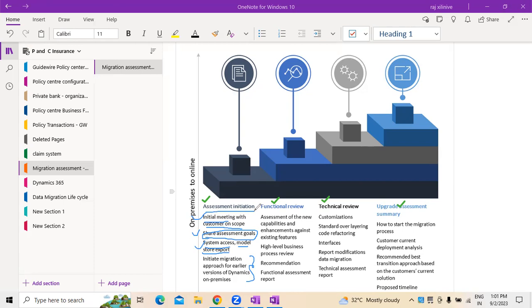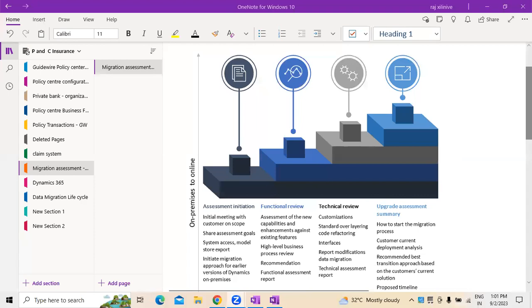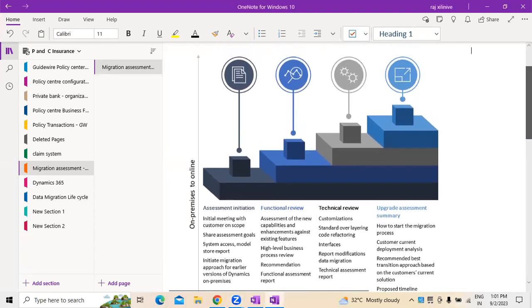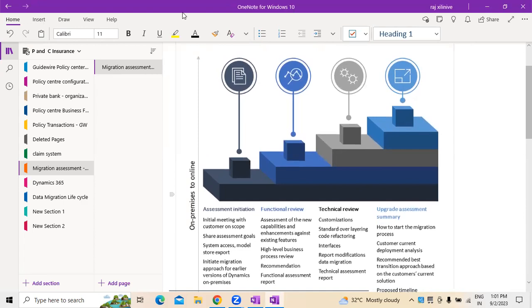Once assessment initiation is done, next is functional review, where we assess the capabilities as well as the enhancements against the features already existing in the application. At the same time, we need a complete understanding of the high-level business process review. We also need to know the recommendations we have, along with functional assessment reports. All of these relate to the functional review part.